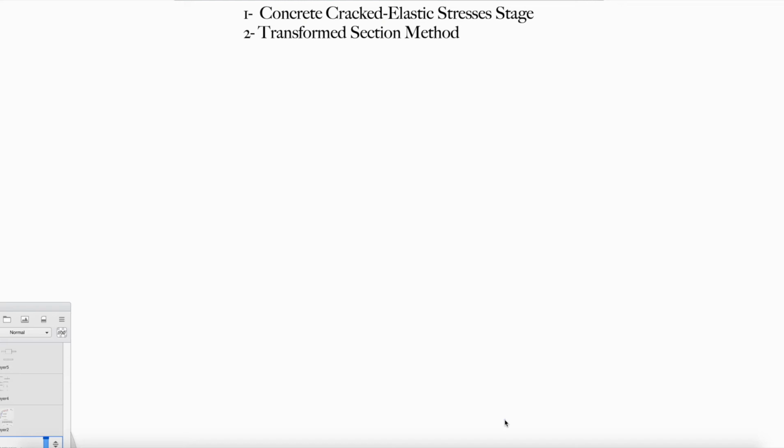Today we will continue talking about the flexural analysis of beams. Last time we gave some introduction about the flexural analysis of beams and the fundamentals of concrete, like the modulus of rupture and modulus of elasticity, and we talked about the cracking moment and what it means. Today we will cover two things that are essential.